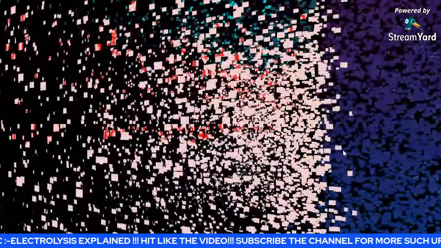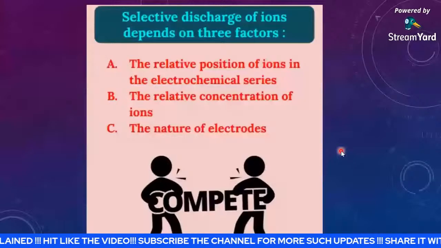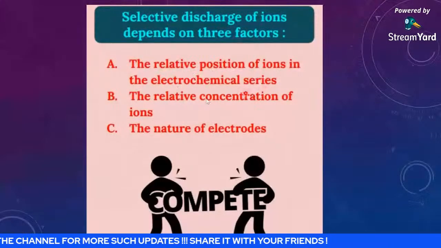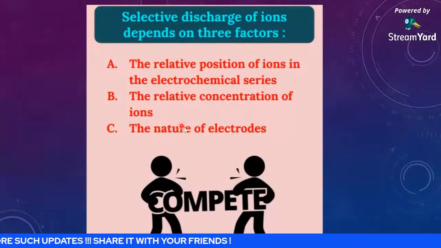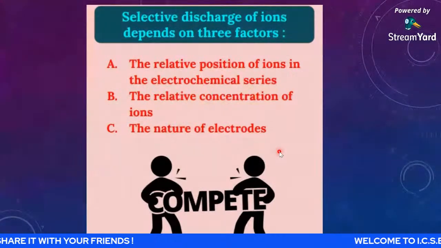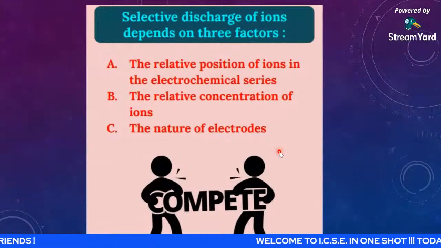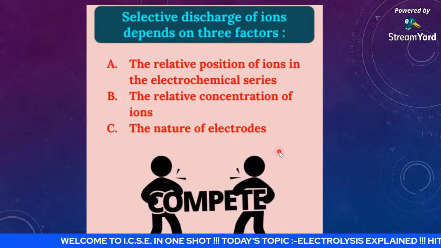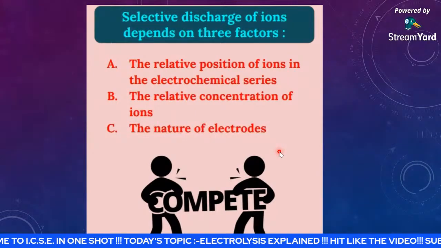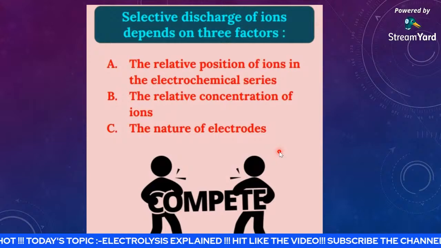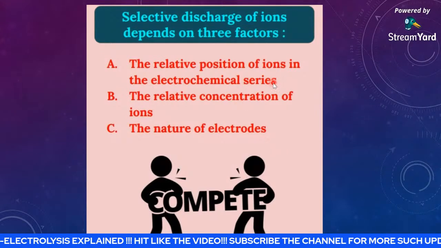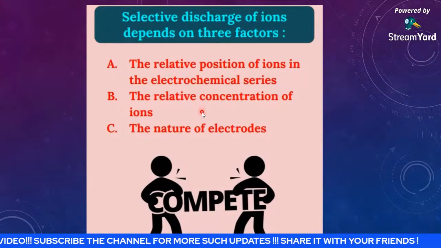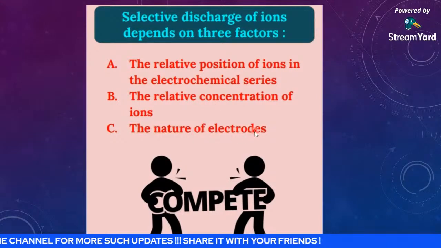Now, this selective discharge of ions depends on what factors? It depends upon the relative position of ions in the electrochemical series, the relative concentration of ions, and the nature of electrodes. Understand this very clearly, because this is very elementary in understanding the further concepts.